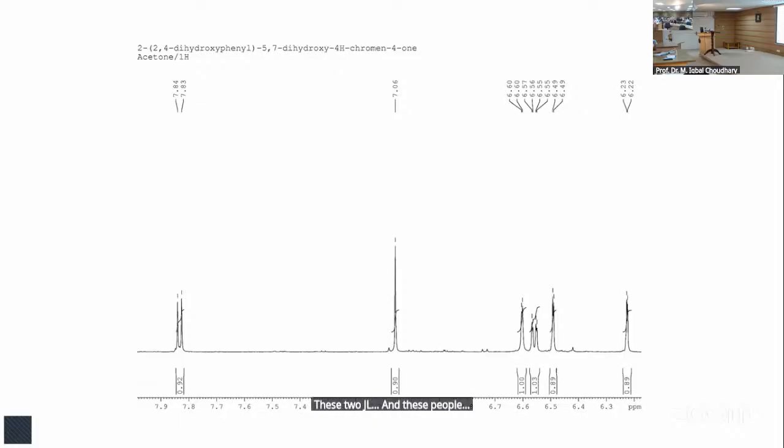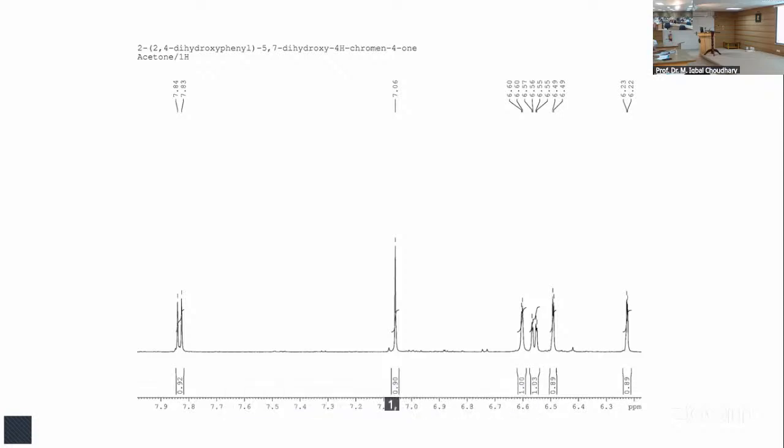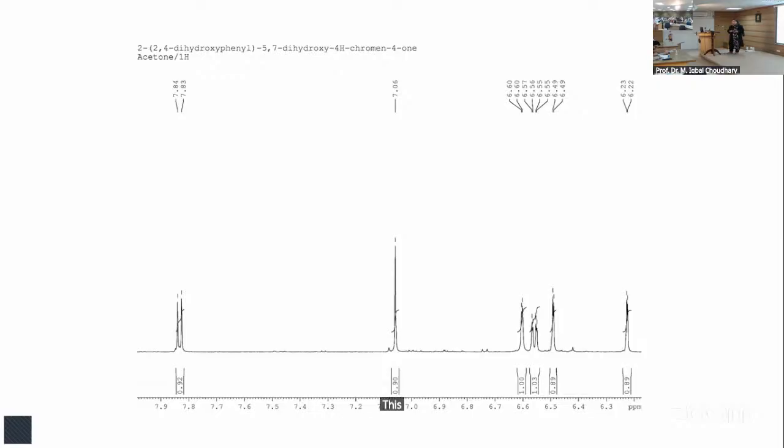1, 2, and 1, 3. And when you calculate 1, 2 or 1, 3, you get the information of this distance and these. That would be the same for the other part as well. But this is not following the n plus 1 rule. It's a little bit more complicated.